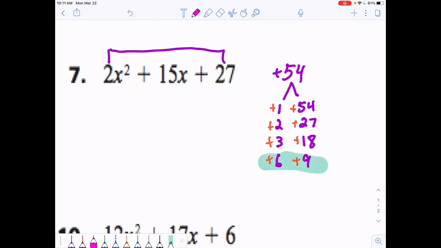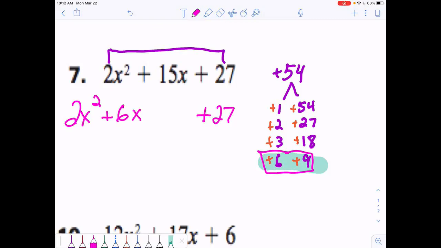So now we're going to rewrite this our new way. We take our A term, 2x squared, and then in the middle, and then we're putting a 27 on the outside. So we have our AC, because it's the AC method. And now we're going to take our 2 factors that we got from AC, and we're going to add an x to them. So we have a plus 6x, and then a plus 9x.